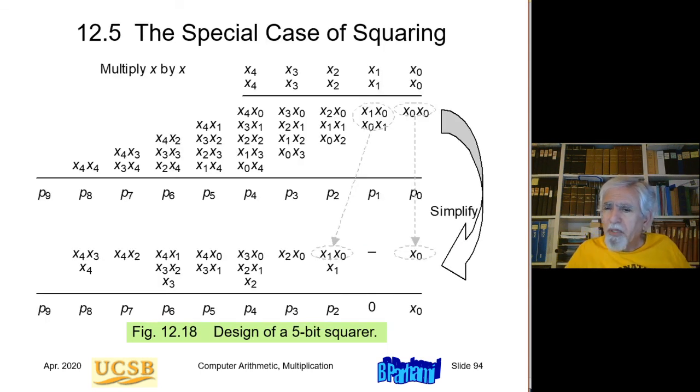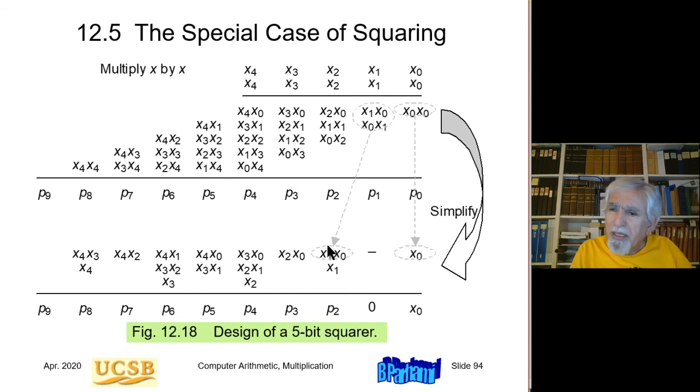The special case of squaring: when you square a number, you're basically multiplying that number by itself, x multiplied by itself. So I do the same thing as in multiplication, form all the partial products. But now I note that x0 times x0 is just x0. If x0 is 0, then this is 0. If x0 is 1, this is 1. So that can be simplified to x0. Similarly, x1 times x1, x2 times x2. Then I have x0 times x1 and x1 times x0. Those two are identical terms. So instead of having two terms in this column, I put one copy of that term in the next higher column. Because that column is worth twice as much, two copies of something in this column is the same as one copy in that column.